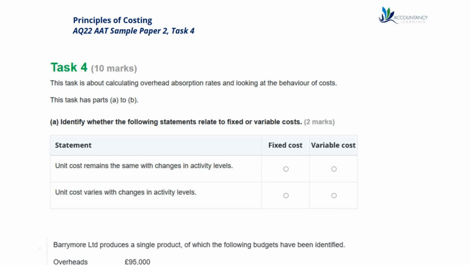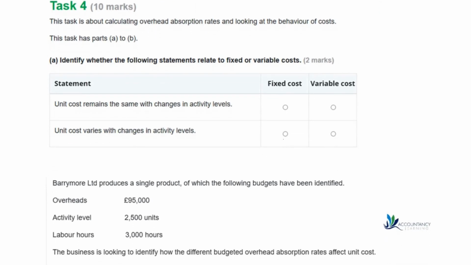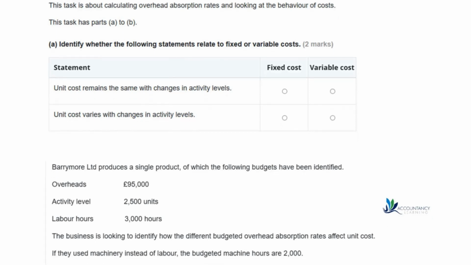I'm Sarah, and in this video I'll take you through the Principles of Costing Sample Paper 2, Task 4. So this task is about calculating overhead absorption rates and looking at the behaviour of costs. Part A asks us to identify whether the following statements relate to fixed or variable costs.